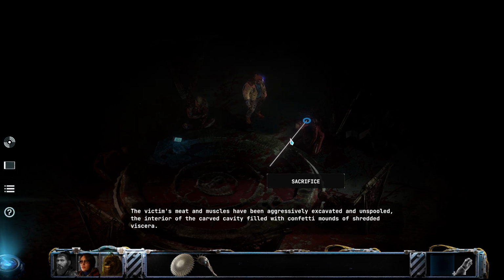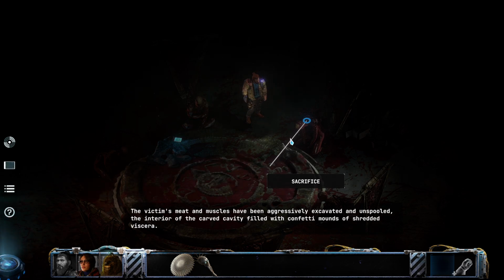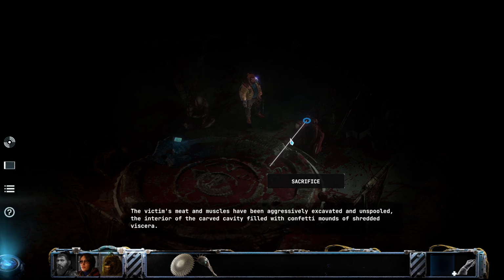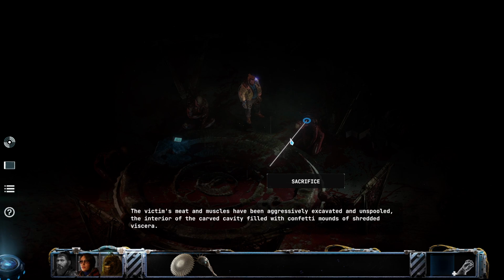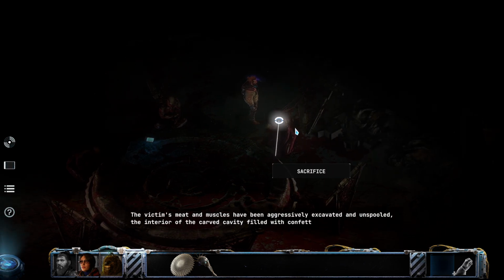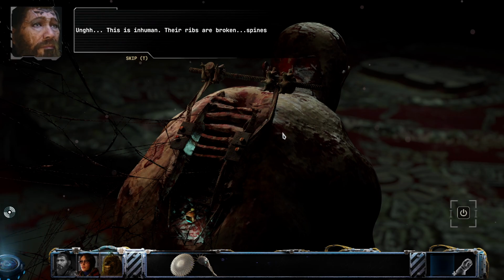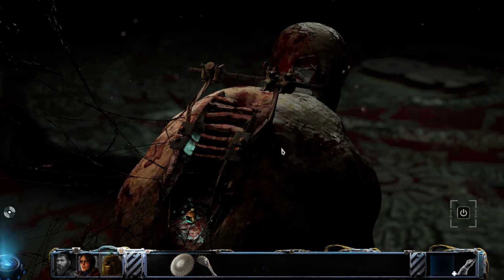The victims' meat and muscles have been aggressively excavated and unspooled, the interior of the carved cavity filled with confetti mounds of shredded viscera. Why? That seems like so much work. This isn't human. Their ribs are broken. Spines removed. Huh.